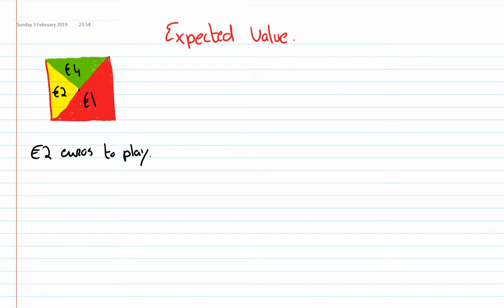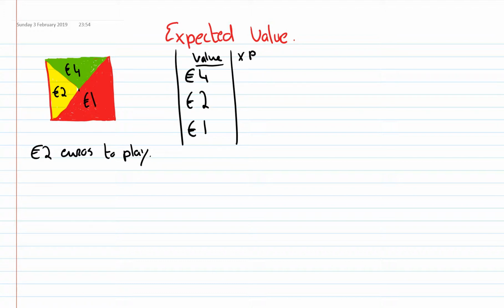I want to know what my expected value is there. So I want to know how much I should win in the game. Okay, so how I do that is I take the value first. So the value, so it's €4, €2, €1. So there's the value. I'll multiply that by probability.